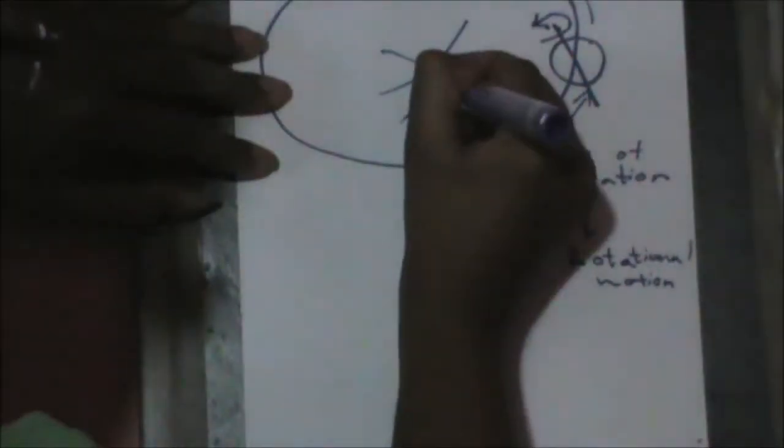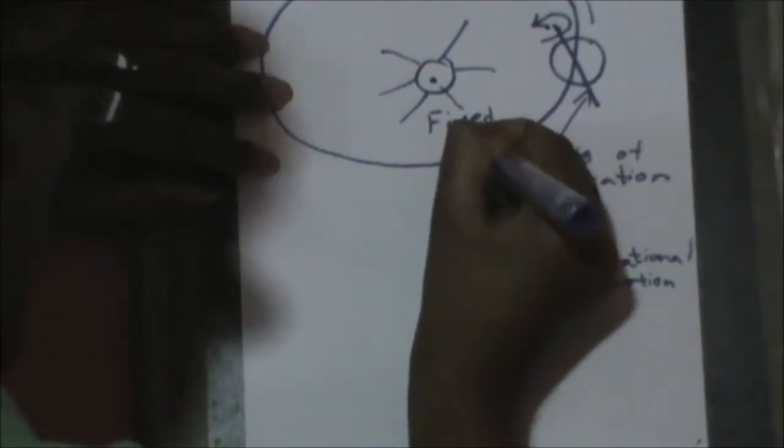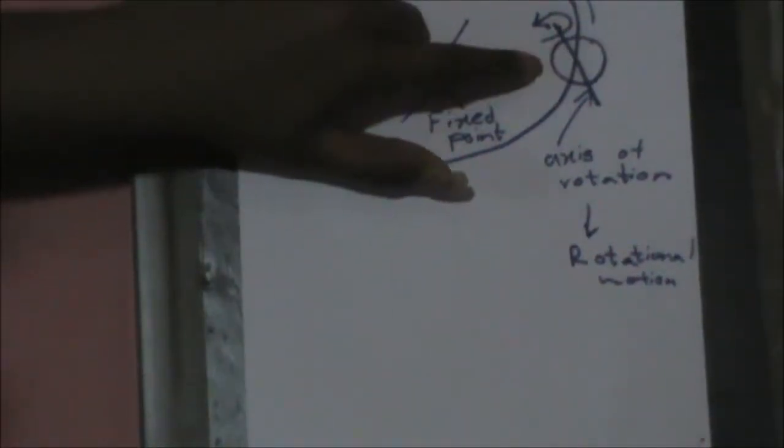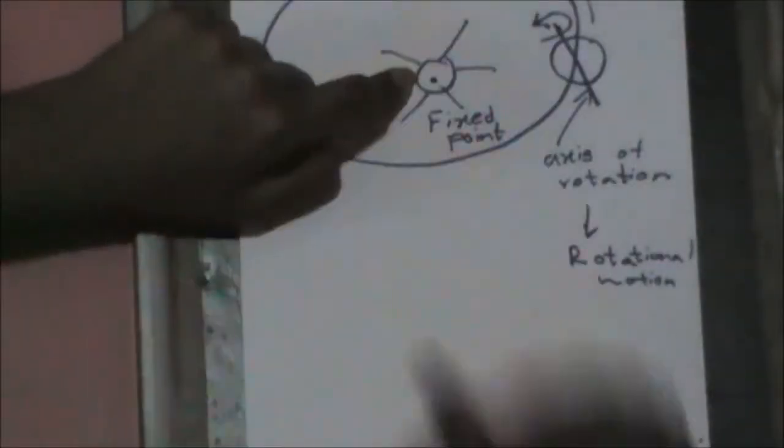And the sun is a fixed point. The rotation of an object around a fixed point is called the circular motion. So this is circular motion.